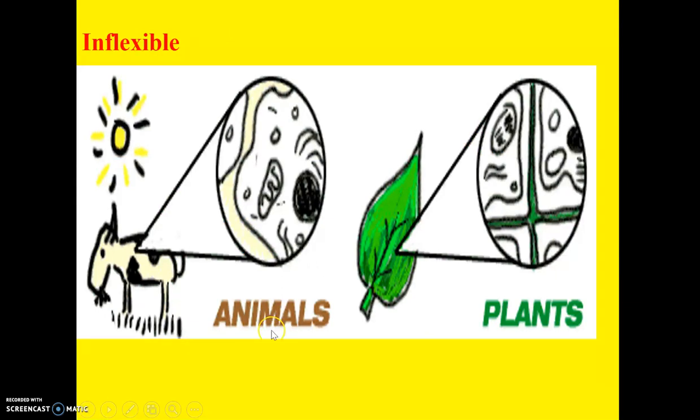So that's the part of the cell wall. It's just an inflexible and not moving part of the cell that really gives plants their rigidity, where animals just have the cell membrane and are able to kind of move around.